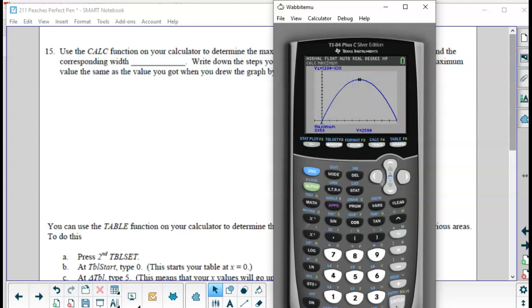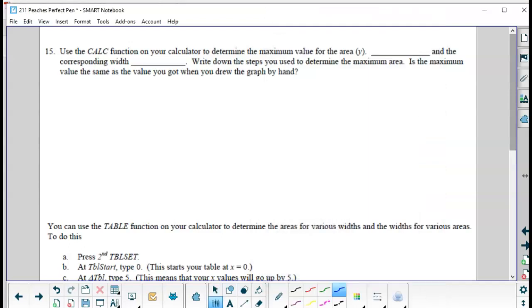And in this case, it goes exactly to it. So 50, 2,500. So the maximum value is the y value, 2,500. That occurs when x is 50. And remember, x represents the width. Okay? So here, the maximum area is 2,500. And the corresponding width is 50. Write down the steps you use to determine the maximum area. Is the maximum value the same as the value you got? It sure is the same.